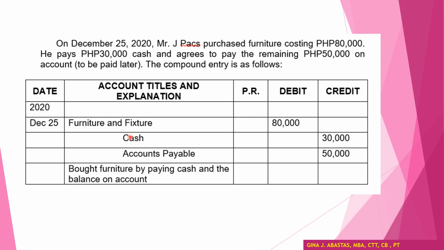So an example of compound entry is this one. So in December 25, 2020, Mr. J. Pax purchased furniture costing 80,000 pesos.